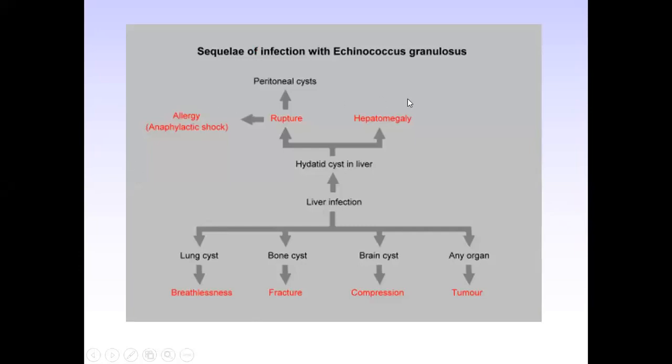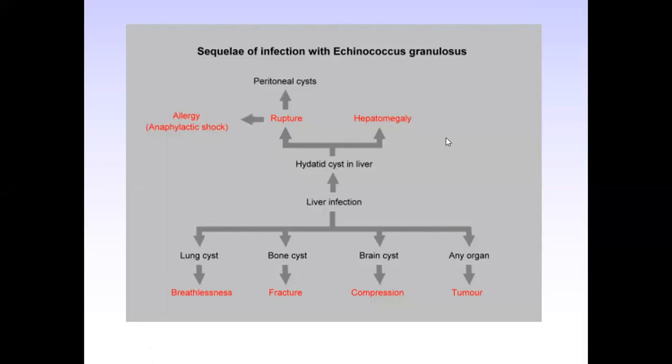Now, the different sequelae which can occur with an infection with Echinococcus granulosus include, number one, the hydatid cyst in the liver, as a result of which there can be hepatomegaly and the pressure symptoms associated with the enlargement of the liver. Then the cyst could rupture. It could rupture spontaneously, as a result of trauma to that area, or during surgical removal. And it can lead to an anaphylactic or allergic shock in an individual, which can be so severe that it can result in the death of the individual.